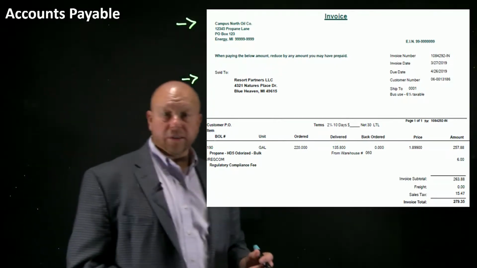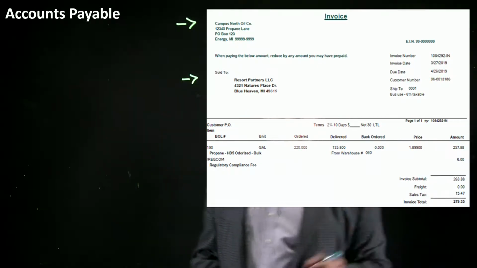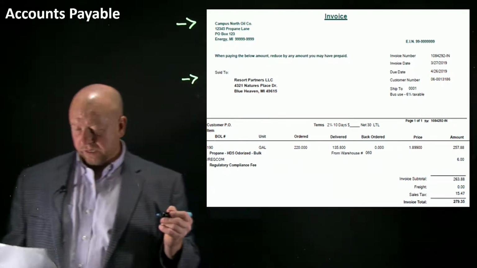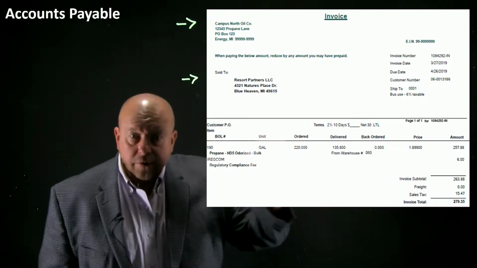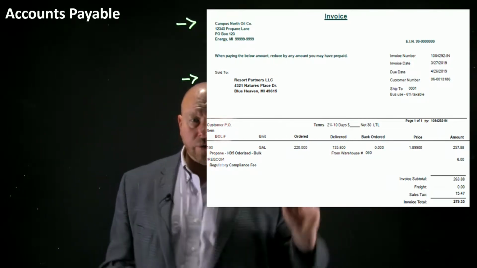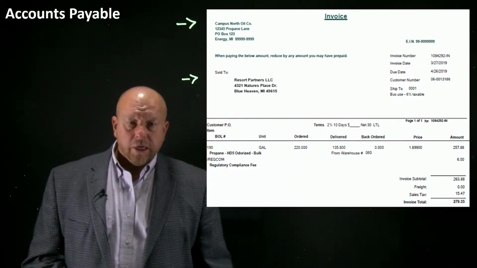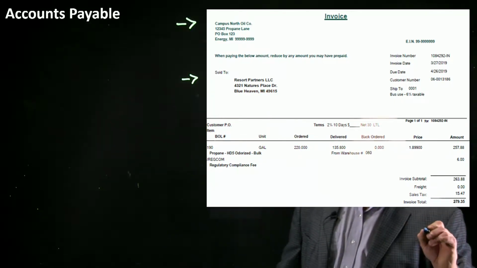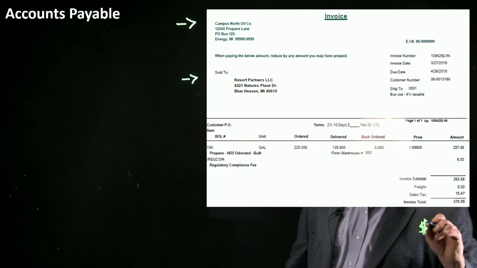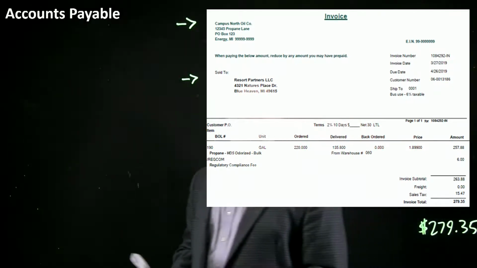Let's look at some of the details here. Now, it may be a little difficult to see, but the date of this invoice is March 27, 2019. So that's the delivery date when they delivered 130 some gallons of propane to our resort. And the invoice total down here is $279.35. I'm just going to recap that because it might be a little bit difficult to see.